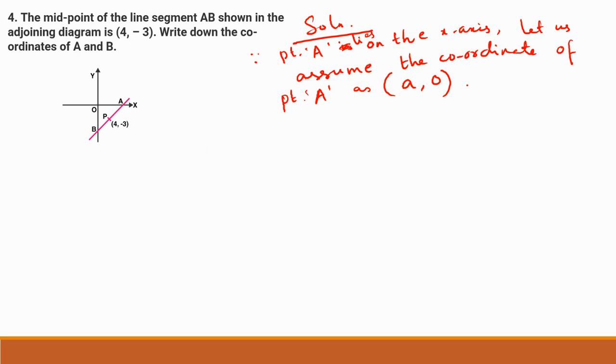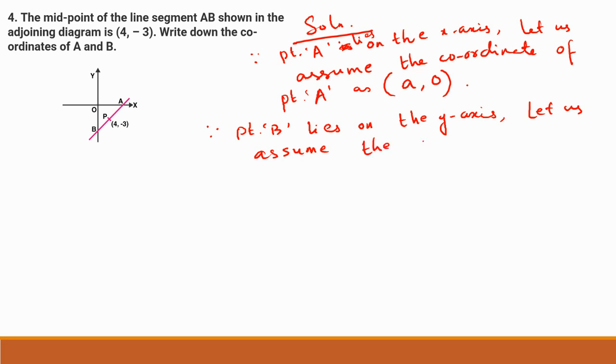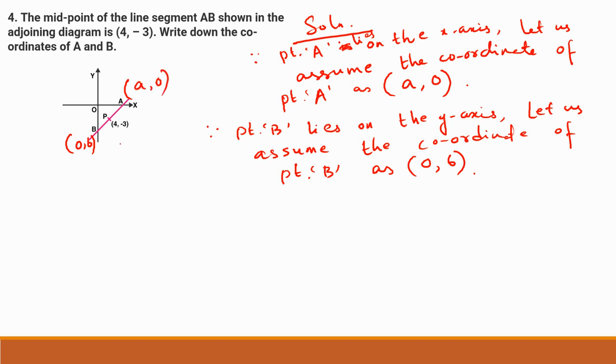Since A lies on the x-axis, the ordinate should be 0, right? Since B lies on the y-axis, the abscissa should be 0, right? Similarly, since point B lies on the y-axis, let us assume the coordinates of point B as (0, b). So B is (0, b) since it lies on the y-axis, and A is (a, 0) since it lies on the x-axis. The midpoint is (4, minus 3).